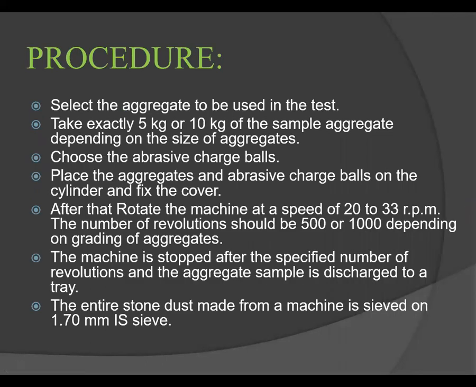Then let's see the procedure to find out the abrasion value of coarse aggregate. Firstly, select the aggregate to be used in the test, that is, select the sample aggregate. After that, take exactly 5 kg or 10 kg of the sample aggregates, depending on the size of the aggregate, and place it in the cylinder of the Los Angeles machine along with the abrasive charge. The abrasive charge means steel balls.